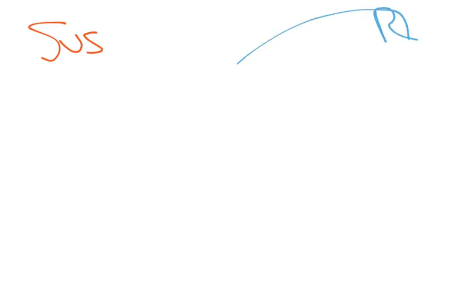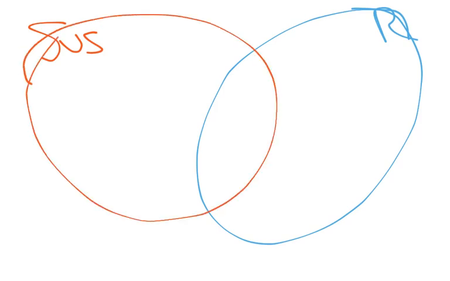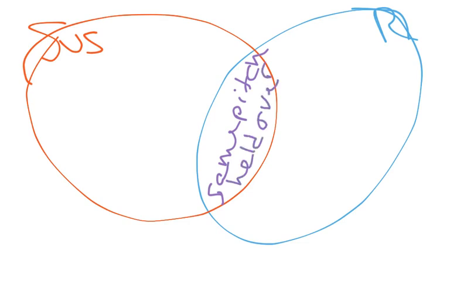So this will be for suspension, Sus. And let's just put an R over here for retardation. Okay, so a little Venn diagram here. Both of them leave the same pitch, and it's held over. Let's write held over. Same pitch held over. Okay, so that's what they both have in common.